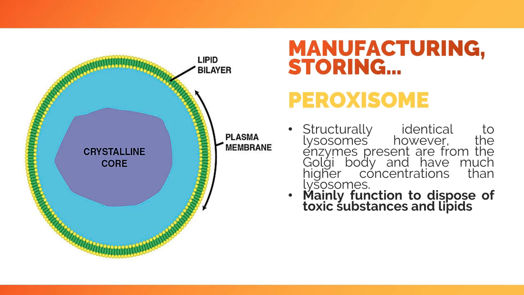Next one is we have what we call peroxisome. So peroxisome is the one that breaks down fatty acids, and also it serves as a fuel for respiration. So it is structurally identical to lysosomes. However, the enzymes present are from the Golgi body and have much higher concentrations than lysosomes. Its main function is to dispose toxic substances and lipids.